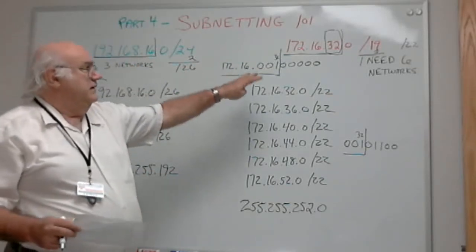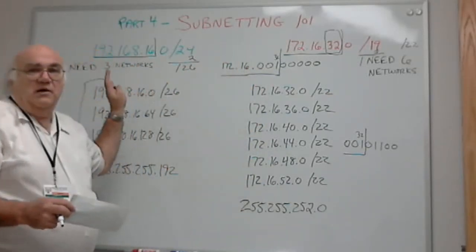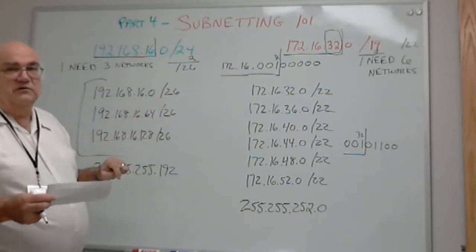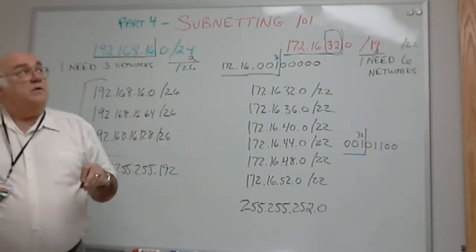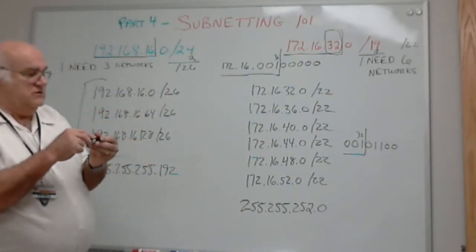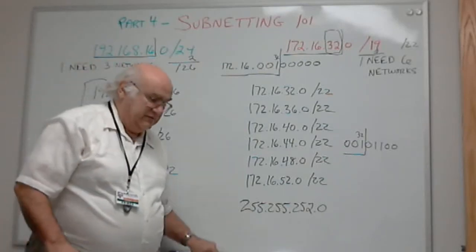Notice how fast we could figure out networking or subnetting using your little chart. Okay? When we get to part 5, we're going to actually look at using variable length subnet masking.